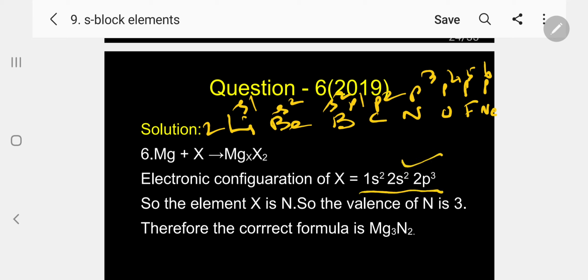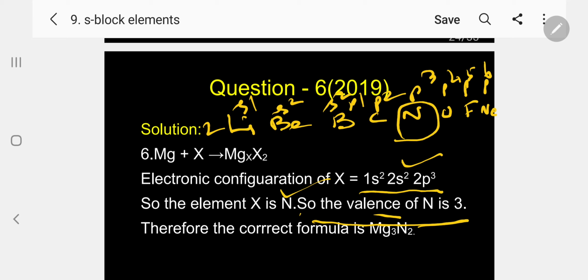2s2, 2p3 is given, so it is nothing but nitrogen. So we have identified the element now. The element is nitrogen. Now the valence of nitrogen we can automatically fix, it is 3.